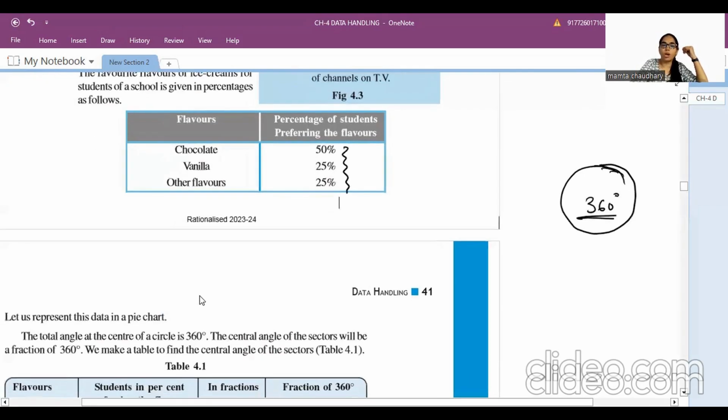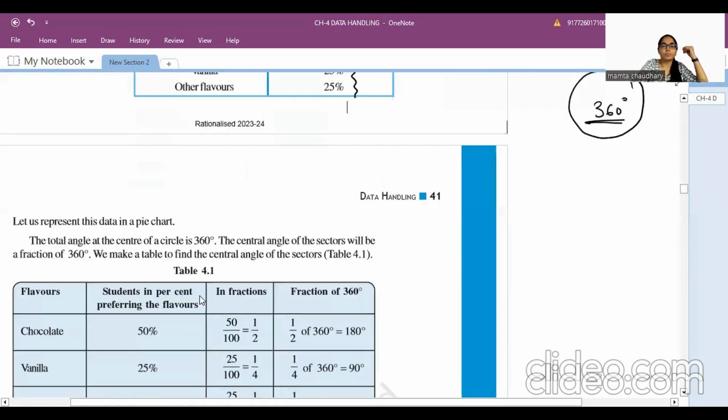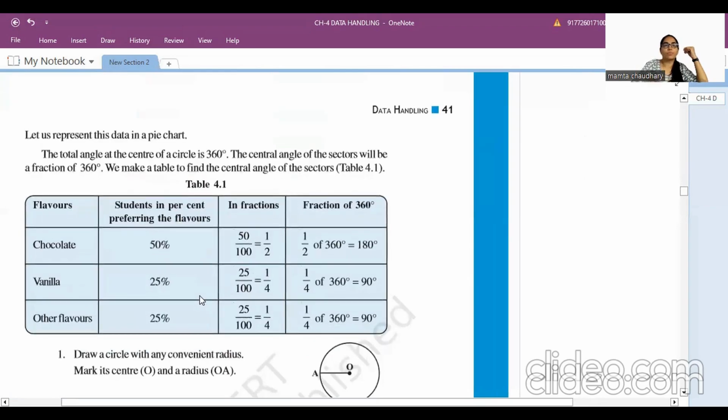Okay. So now how will we divide? Now here you can see flavors. It is given chocolate, vanilla and other flavors, and students in percentage preferring the flavors. 50% of the children prefer chocolate, 25% of the children prefer vanilla, and 25% of the children prefer other flavors. Okay. So first of all we will find the fraction, and then the same thing we will find as a fraction for the degrees.